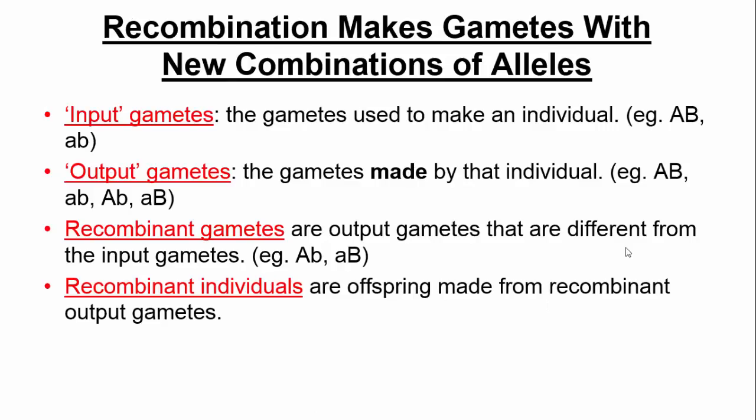So some terms you have to know in this lecture whenever we're talking about recombination, just to understand the differences. So one term is input gametes. These are the gametes that are used to make an individual. So if you think of yourself, these would be your mother's egg and your father's sperm. Output gametes are the gametes made by the individual. So again, if you think of yourself, these are your eggs or your sperm. Recombinant gametes are output gametes that are different from input gametes. Sort of makes sense, just the process that we talked about. And then recombinant individuals are individuals that are made from recombinant gametes.